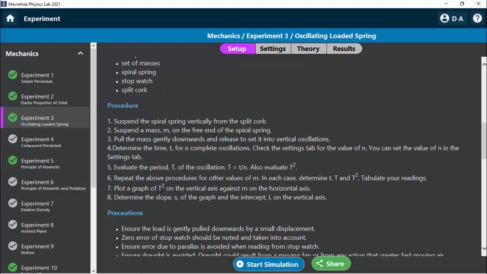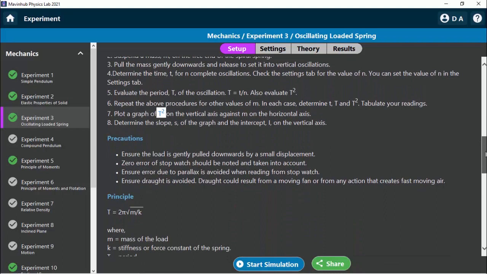The next phase is to plot the square of the period on the vertical axis, in other words, on the y-axis, and you plot m on the horizontal axis. Then you determine the slope of the graph and the intercept I on the vertical axis.